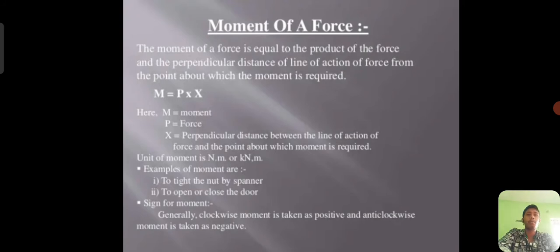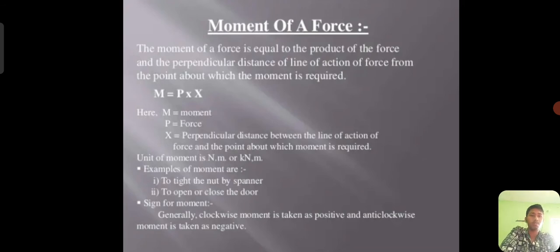And we have the moment of a force. The moment of a force is equal to the product of the force and the perpendicular distance of the line of action of the force from the point about which the moment is required, where M equals P into x, where M is the moment, P equals the force, and x is the perpendicular distance from the line of action. Units of the moment are Newton meter or kilonewton meter.